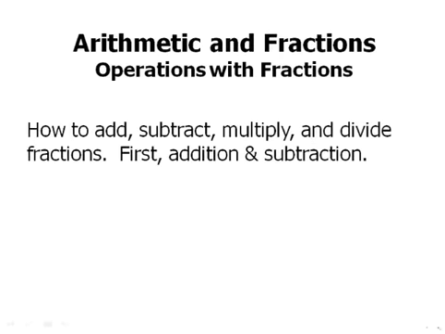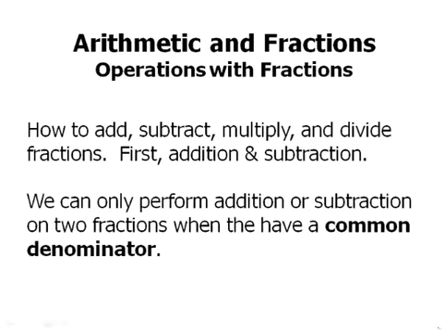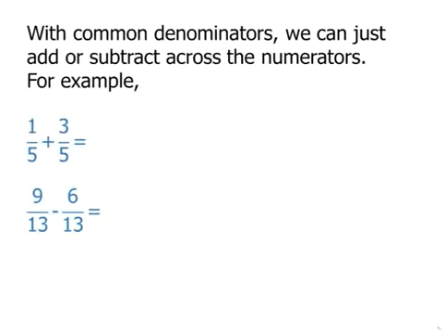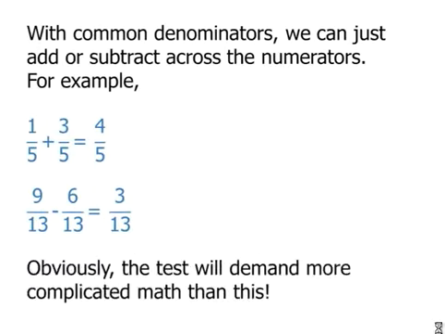In this video, we're simply going to talk about how to add, subtract, multiply, and divide fractions. First of all, addition and subtraction. We can only perform addition or subtraction on two fractions when they have a common denominator. With a common denominator, we can just add or subtract across the numerators. For example, 1/5 plus 3/5, we just add to get 4/5. 9/13 minus 6/13, 9 minus 6 is 3, that would be 3/13.